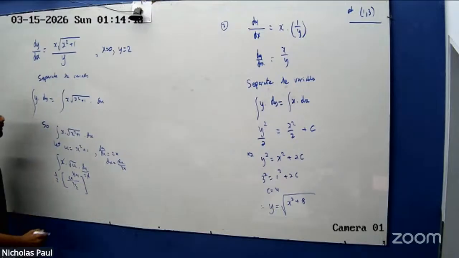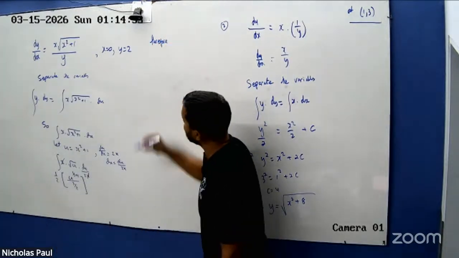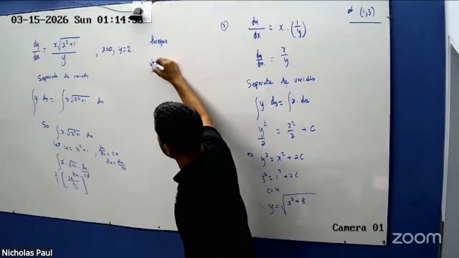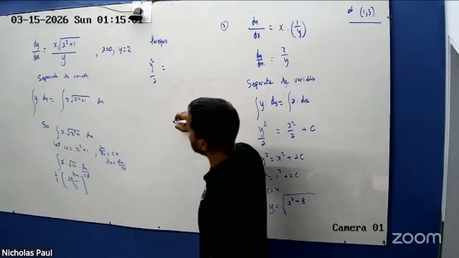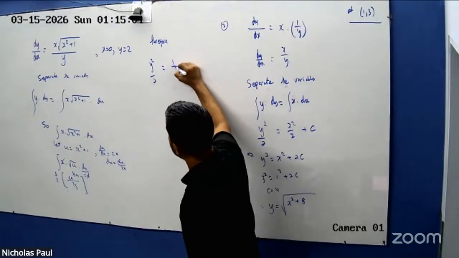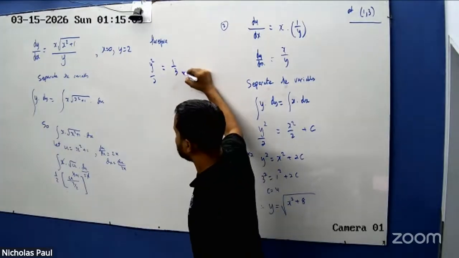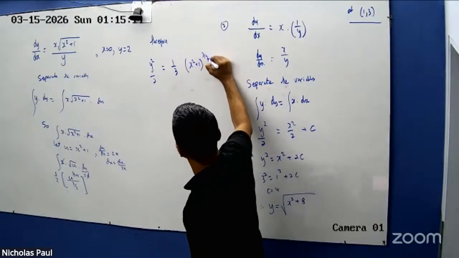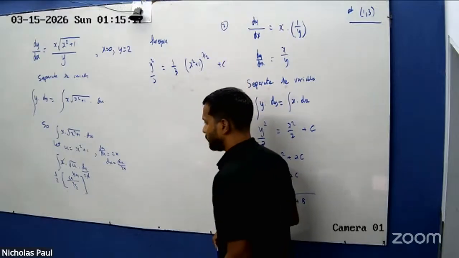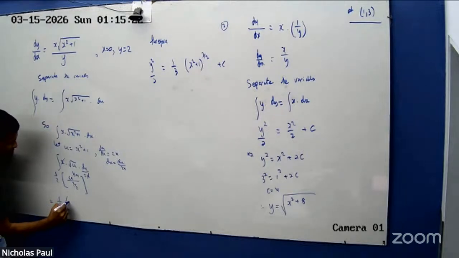Right, so therefore what we'll end up with when I integrate is y squared on 2 equal to 1 on 3 times u, which is x squared plus 1, to the 3 on 2, plus c. I should write that back here for you: 1 on 3 times x squared plus 1 to the 3 on 2.